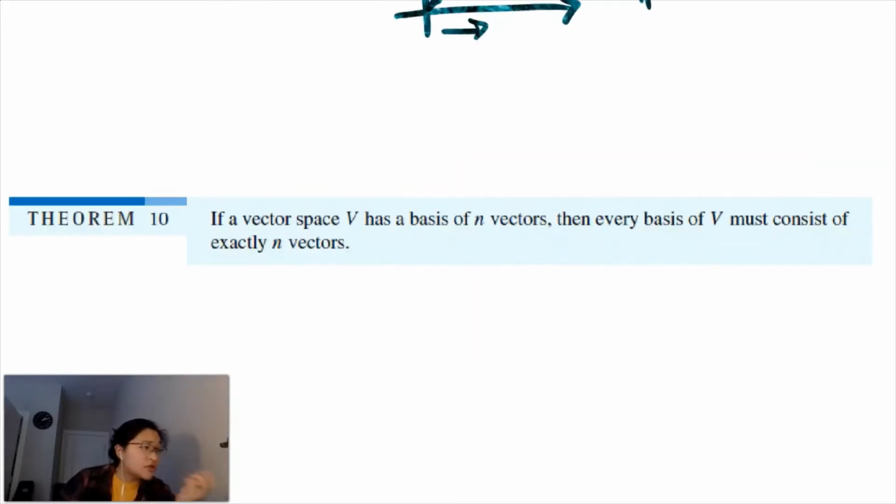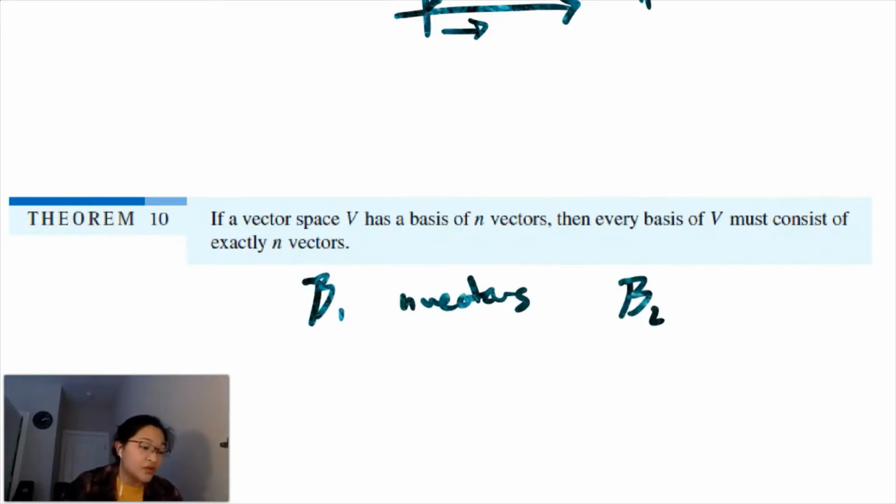Now, if a vector space V has a basis of n vectors, then every basis of V must consist of exactly n vectors. So we can't have too many, but we also can't have too few. And that makes sense because, let's say that we have basis 1 as a basis of n vectors, and basis 2 is any other basis, not specifically n vectors, but they're both bases of V.